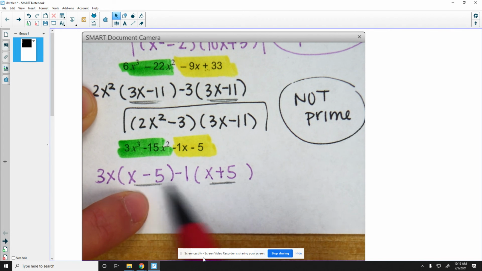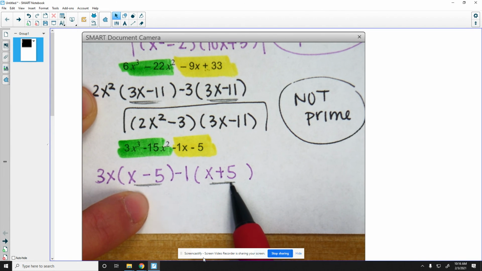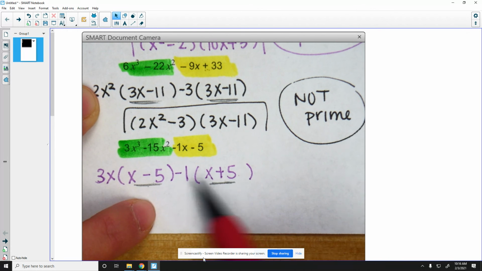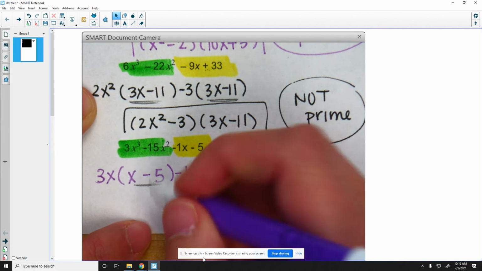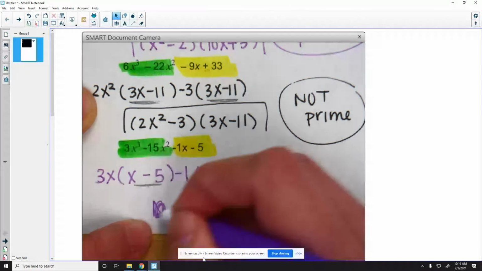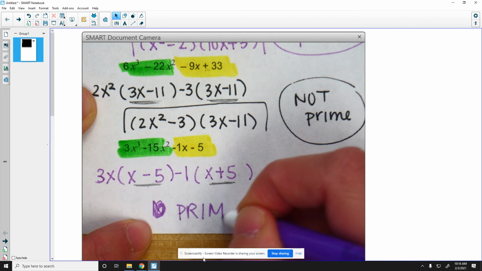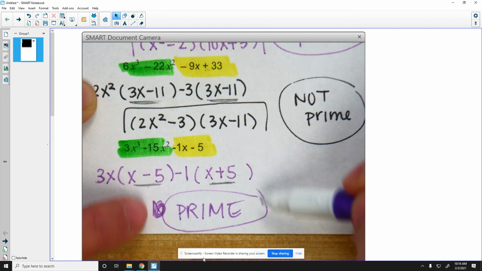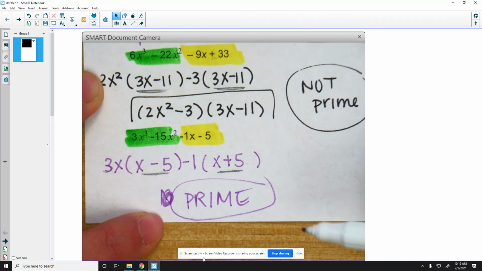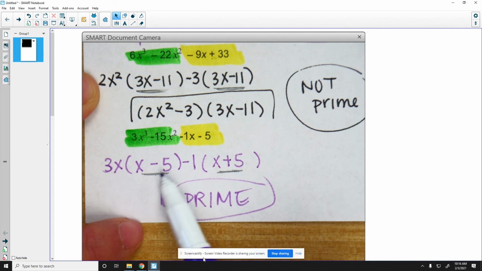Okay, so can I factor this? No, because do you see how the parentheses are not the same? So then I can't factor this by grouping because these two things did not end up being the same. That's why for this one, it is not factorable. So I would say it is prime. So this problem right here is prime because I'm unable to factor it. It doesn't work out, and I know that because these two things ended up not being the same.